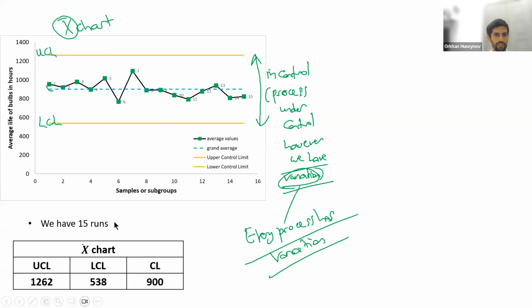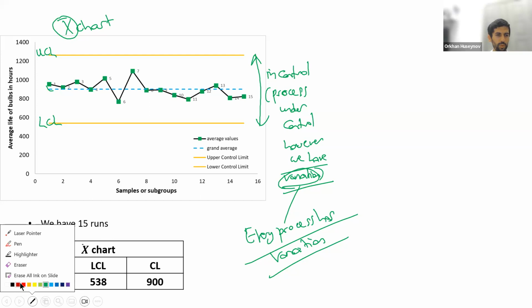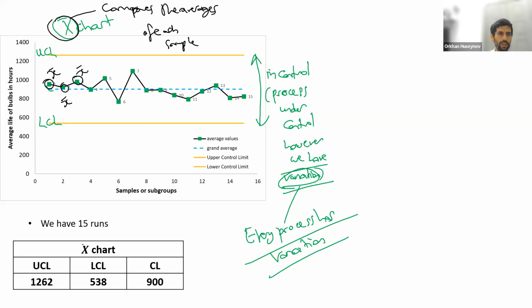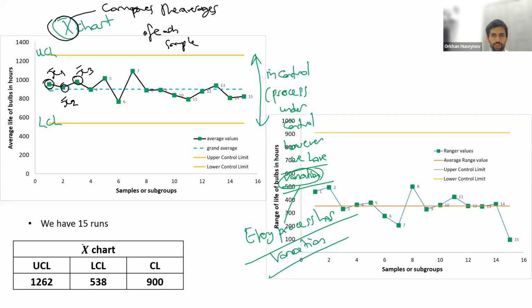But the X bar chart is not always enough, as I told you. We need the range chart as well. This X bar chart compares the average of each sample. For example, the sample 1 average compares with the sample 2 average, compares with the sample 3 average. So here we are trying to see how the averages change. No problem. Now comes the R chart.